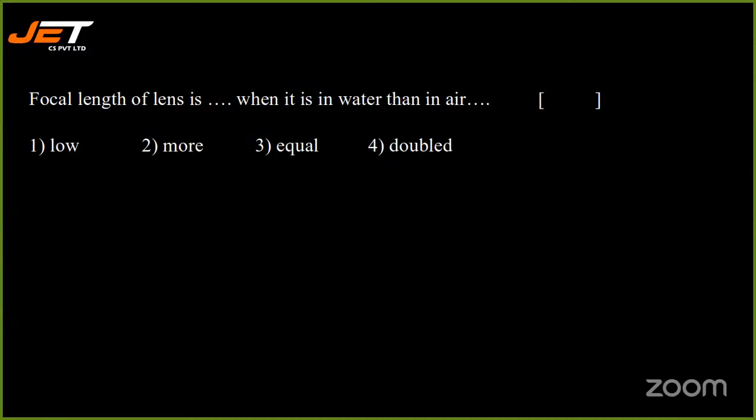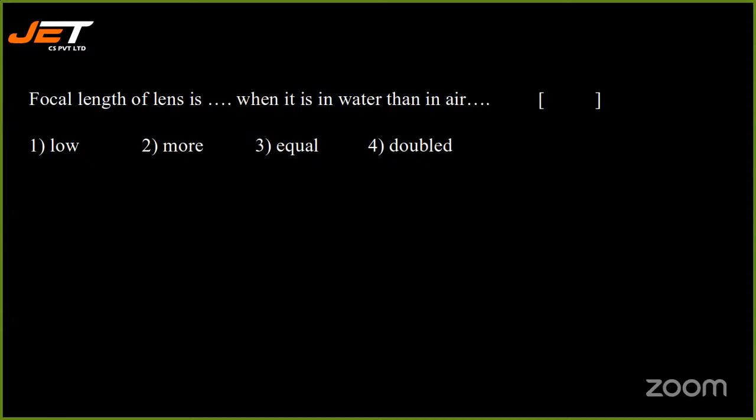So the question is, focal length of the lens is dash when it is in water than in air. Okay, so I'll explain the question at the end because there are questions that are to be solved at the end. Just remind me. The focal length of the lens is less or more or equal or doubled when it is in water than in air.